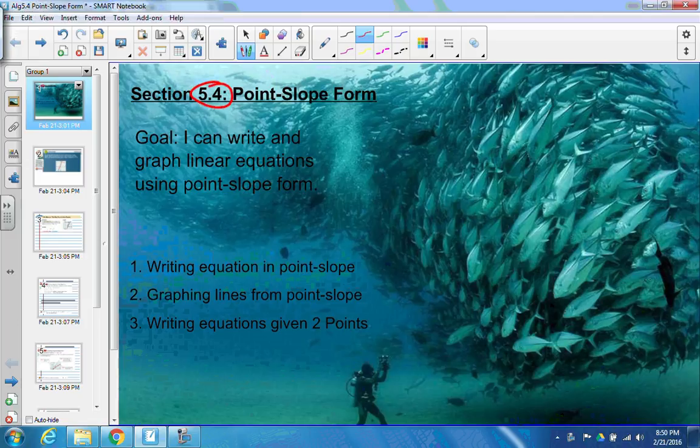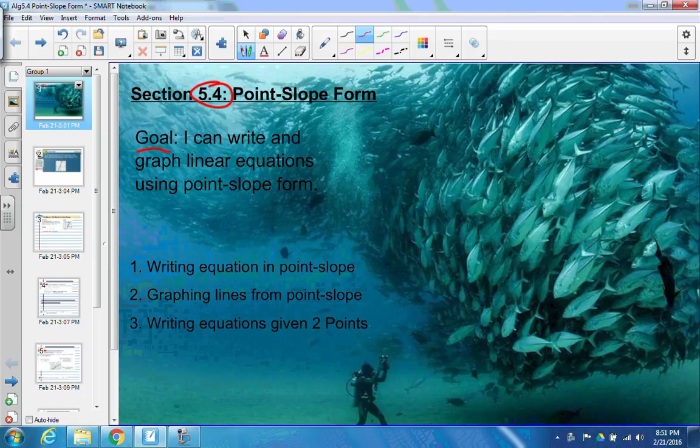We've really focused in on slope-intercept form, and direct variation is very similar. It's just where the intercept is 0. But now I'm going to show you a different way that you'll see equations written. It might be helpful in certain instances, and it's not quite as used as often as slope-intercept form. But the goal is I can write and graph linear equations using point-slope form. So we're going to write and graph them.